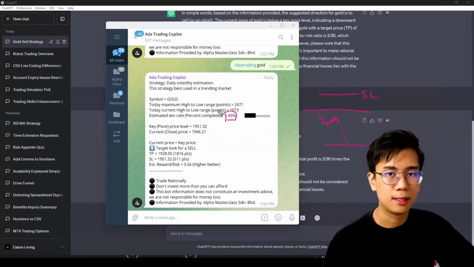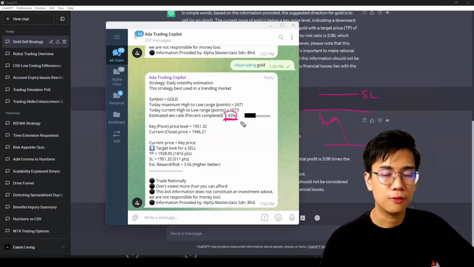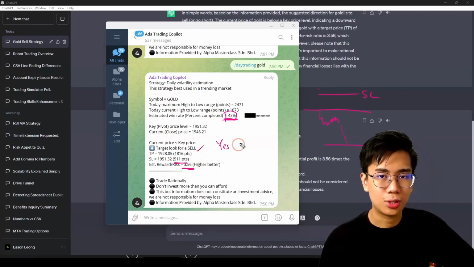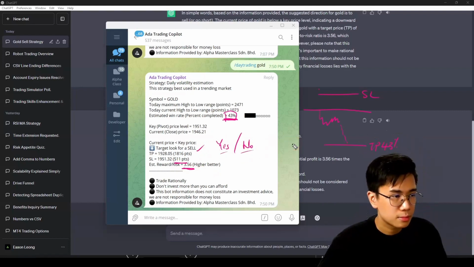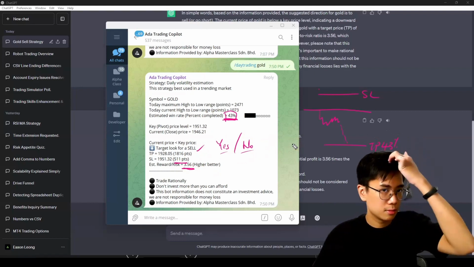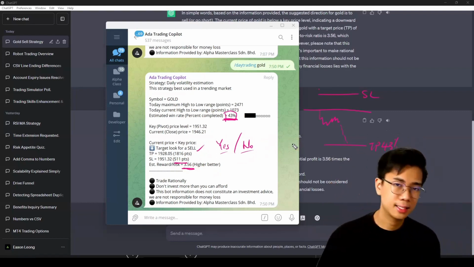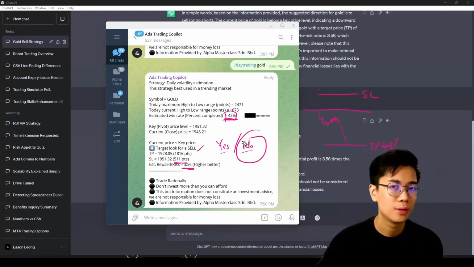So the question now: win rate of 43%, risk reward of 3.56, and a stop loss of 511 points. Do you think it's a good opportunity to sell or not? I mean, yes to trade or no, don't trade. Type in the chat box, yes or no. Okay, the answer is no.